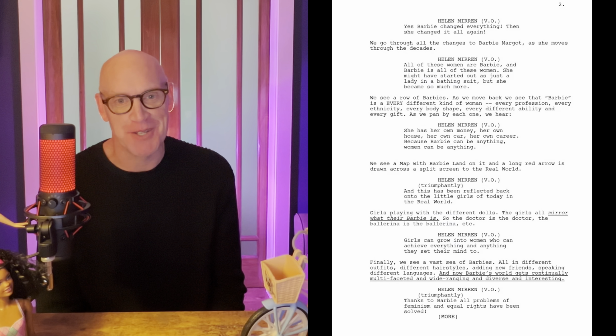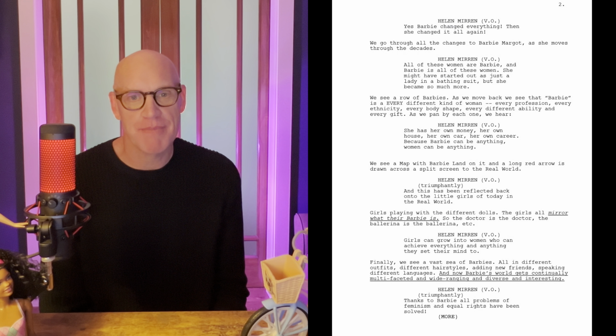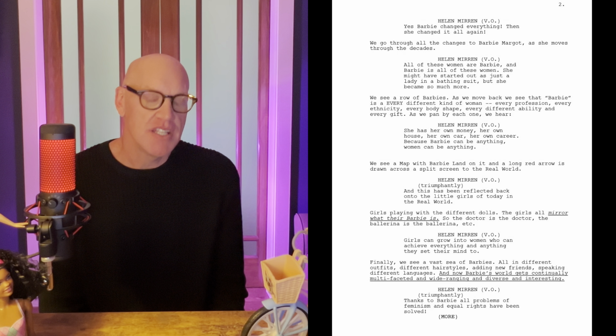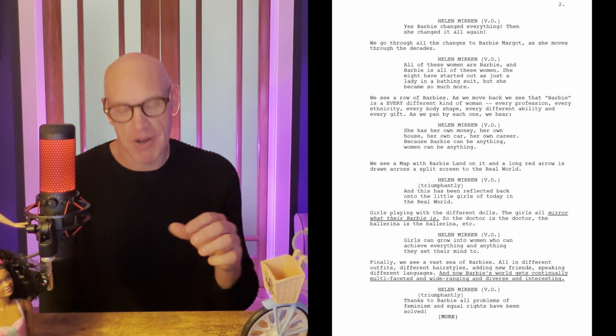They use underlining quite a bit in the screenplay, mostly just to emphasize a point. We'll take a look at one example on page 2 here. It says, and now Barbie's world gets continually multifaceted and wide-ranging and diverse and interesting. So they wanted to point this out as something to pay attention to, so they underlined it.